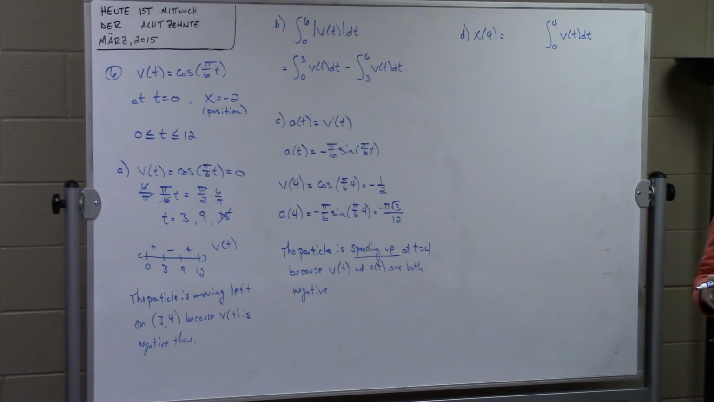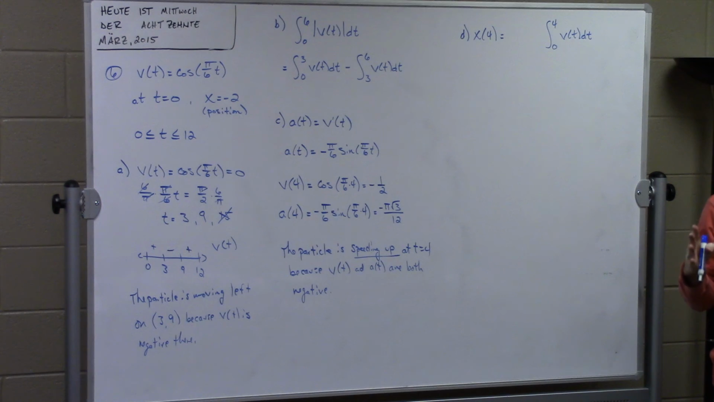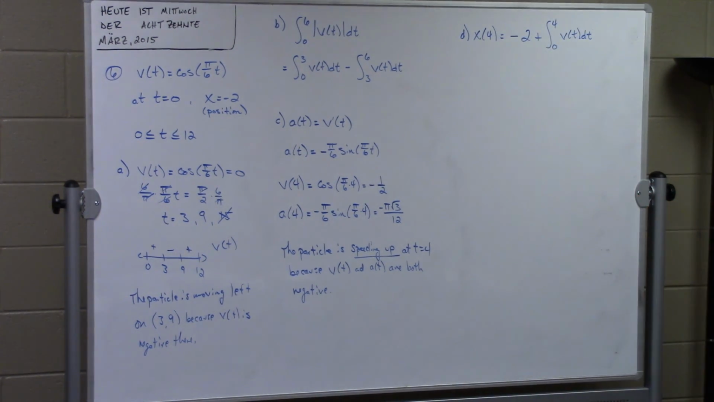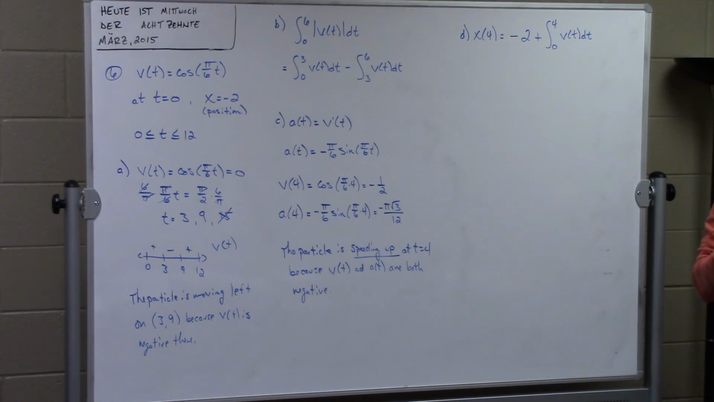Not where it ended, per se, but where it ended in relation to where it started. So if I get this answer and it turns out to be 2, that means I ended up 2 units right of where I started. So what we now have to consider is, where did you start? At time 0, where are we starting? Negative 2. That's where I started, and then this is the change from that. That's my x of 4. Does that make sense?